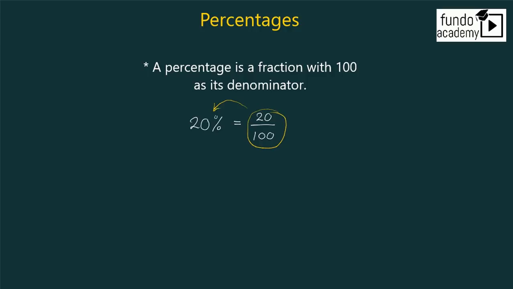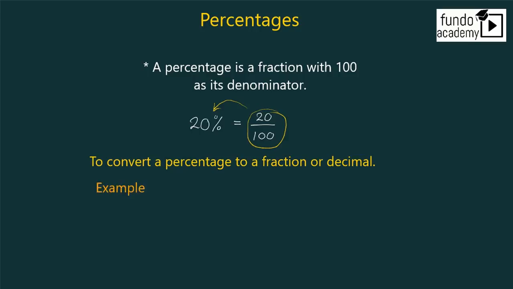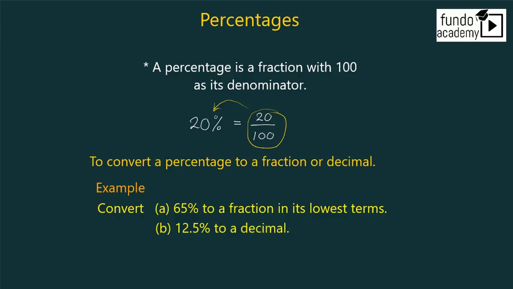Now, I know that you're familiar with percentages, so let's just look at simply how we can convert a percentage to a fraction or a decimal. Very simple things, and we just want to use an example. Convert part A, 65%, to a fraction in its lowest terms, and part B, 12.5%, to a decimal. I'm just giving you 1 minute to work this one out. 65% as a fraction, 12.5% as a decimal.